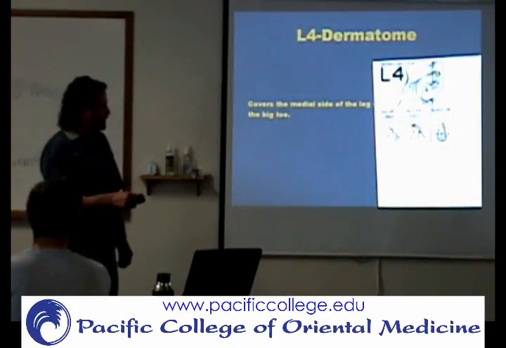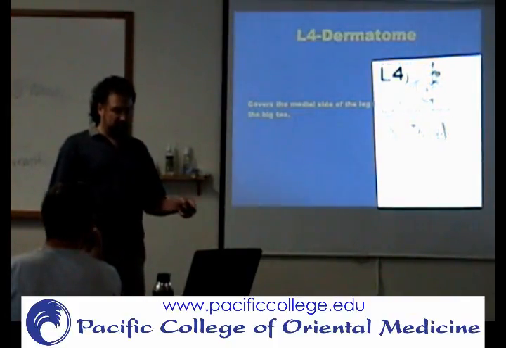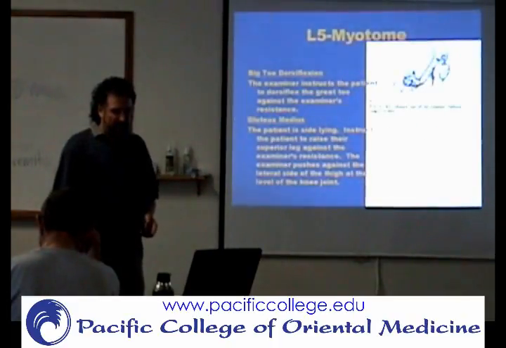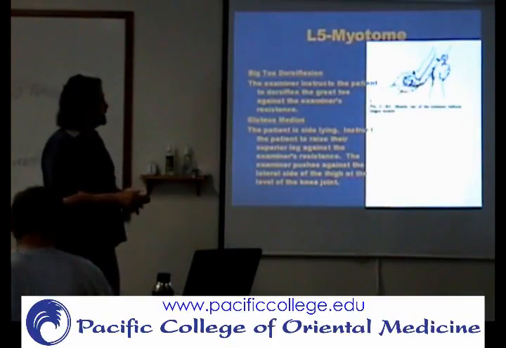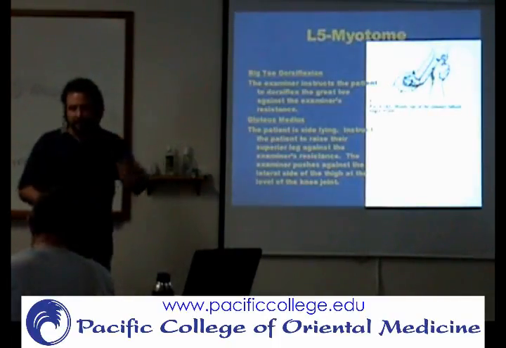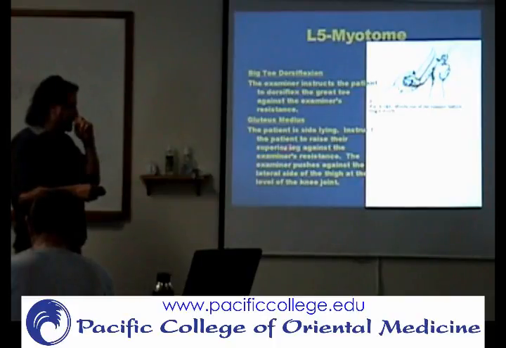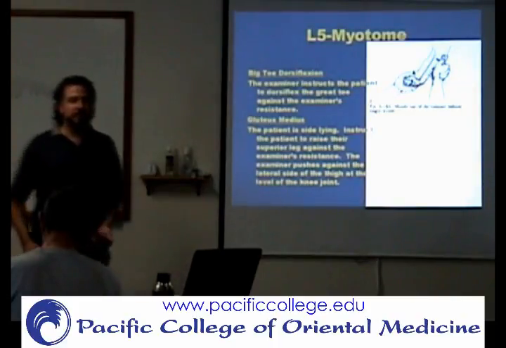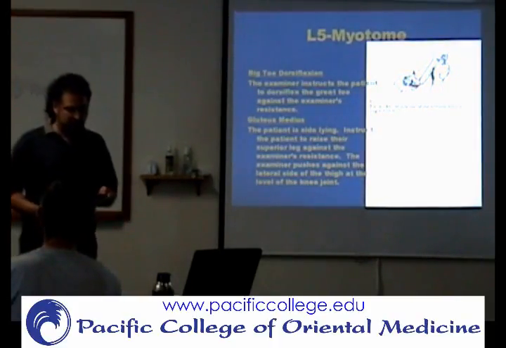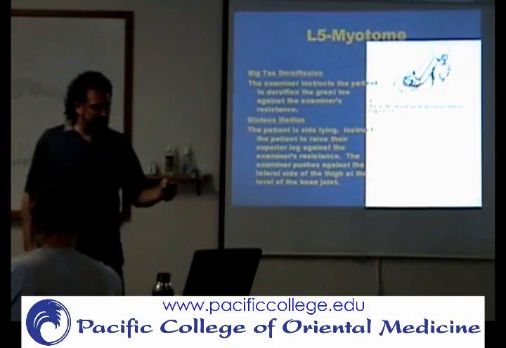And then again, L4 dermatome is going to come down the medial leg from the knee and then to the medial side of the big toe. And then the myotome for L5 is the extension of the big toe. So you're pulling the toe up like that, and then you're going to press down and you have them say, don't let me move your toe. Right? And you can also do the gluteus medius, with the patient on their side and pressing down like this. But usually you would pull down here at the ankle. The gluteus medius is an abduction at the hip.